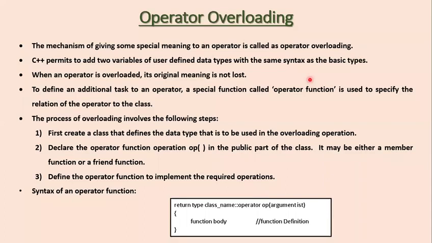Now, how are we going to use that operator or assign that task? Some steps we need to follow. First, create a class that defines the data type that is to be used in the overloading operation. Then declare the operator function, that is the operator overloading operation, with this operator keyword, which we are going to use in the public part.